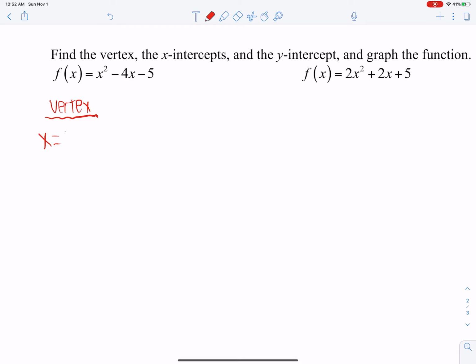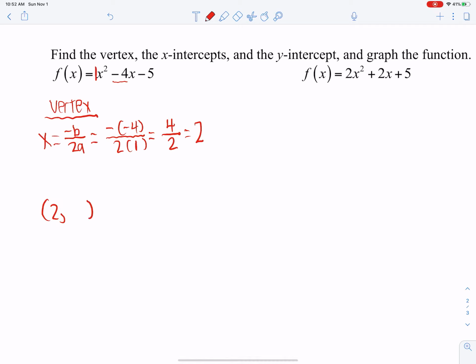To find the x value, we use that opposite of b over 2a formula. So we have the negative of b, and b in this case is -4. So the negative of -4 on top. On the bottom you have 2 times a, and since it's just x squared, remember that's the same thing as 1x squared. So a is 1. The negative of -4 is +4. 2 times 1 is 2, and 4 divided by 2 is 2. So we know that the x value of our vertex is 2.